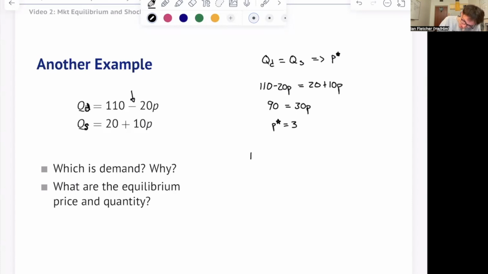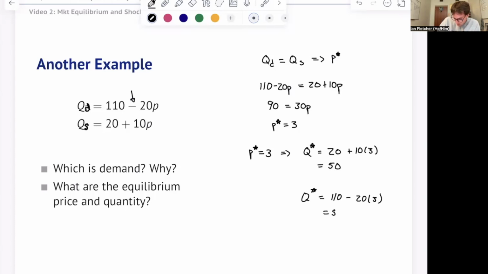And then from p star is equal to 3, we can then say that q star should equal 20 plus 10 times 3, or 50. Or alternatively, q star should equal 110 minus 20 times 3, which is also equal to 50. So you can solve it with either supply or demand, but you'll be fine either way.